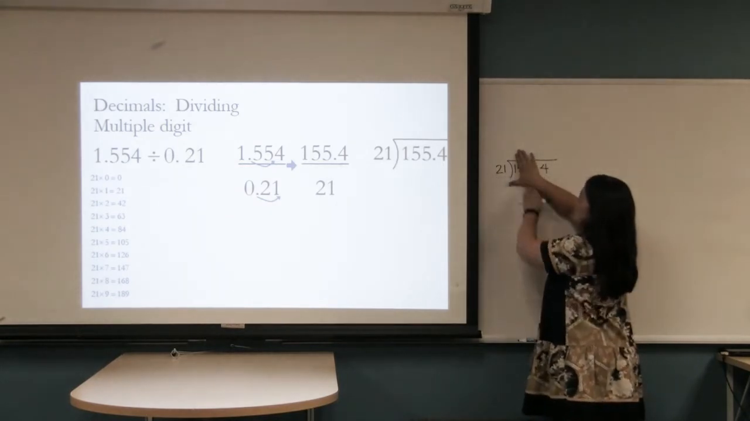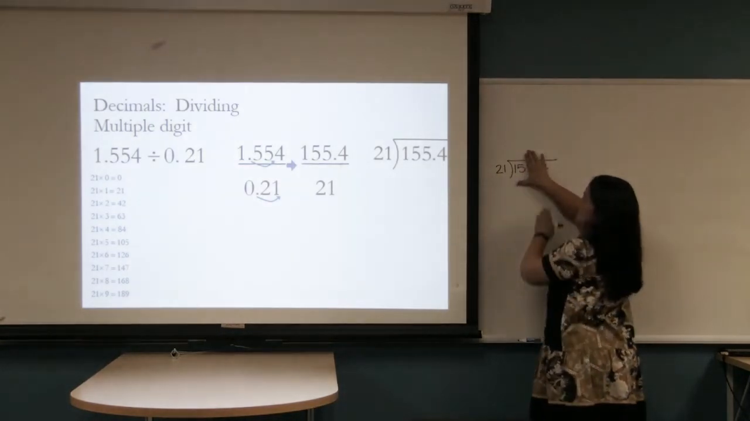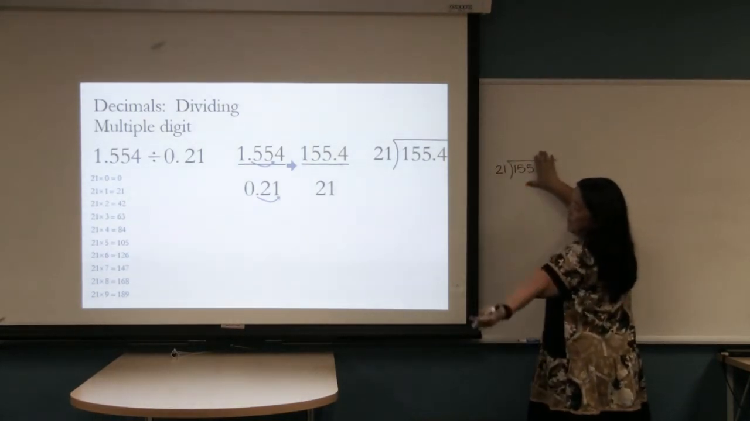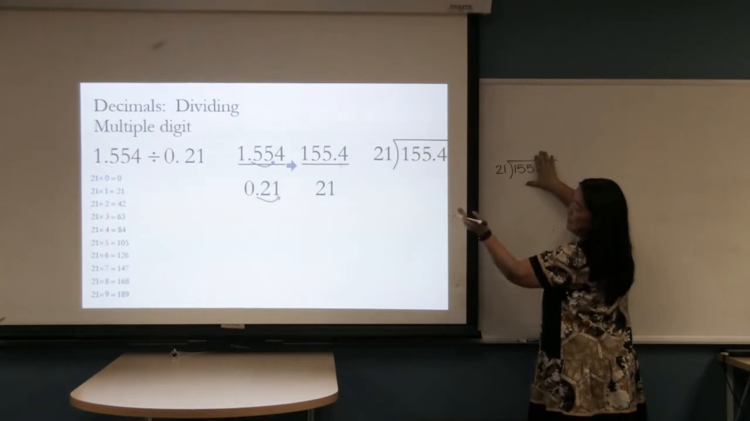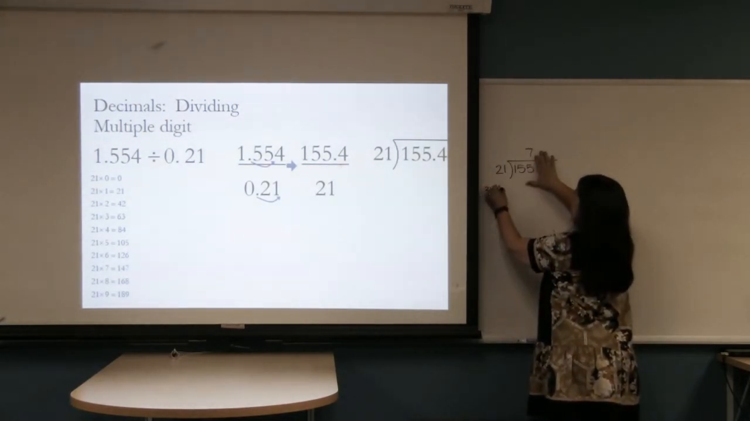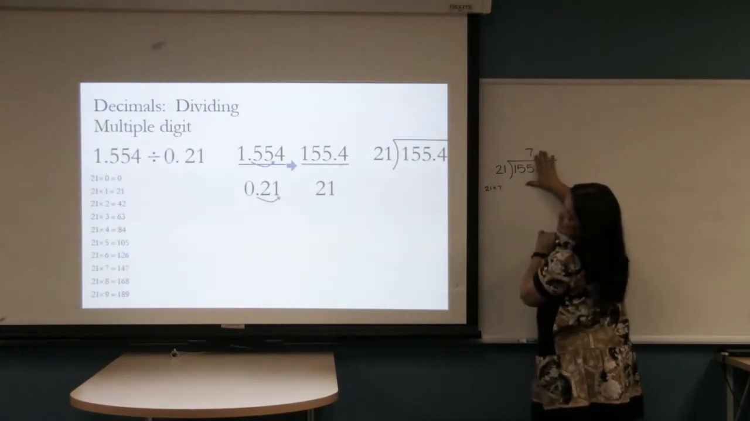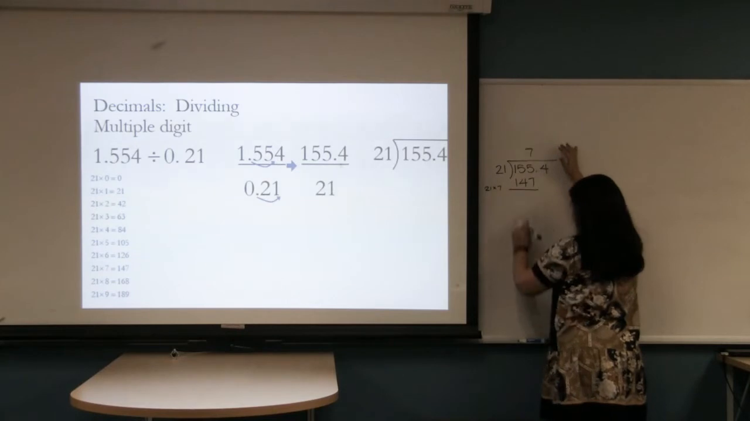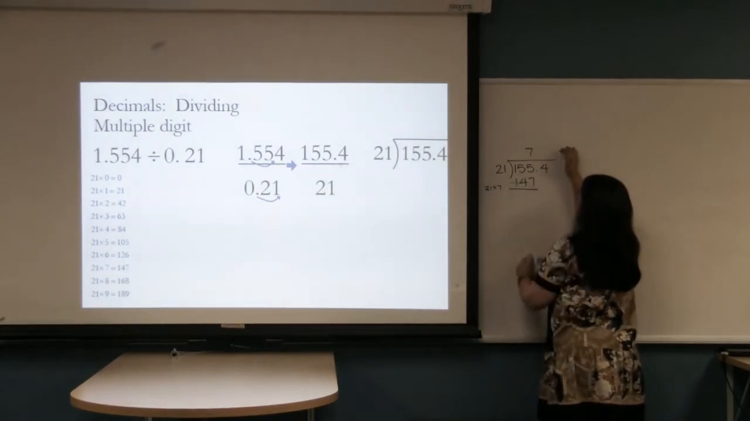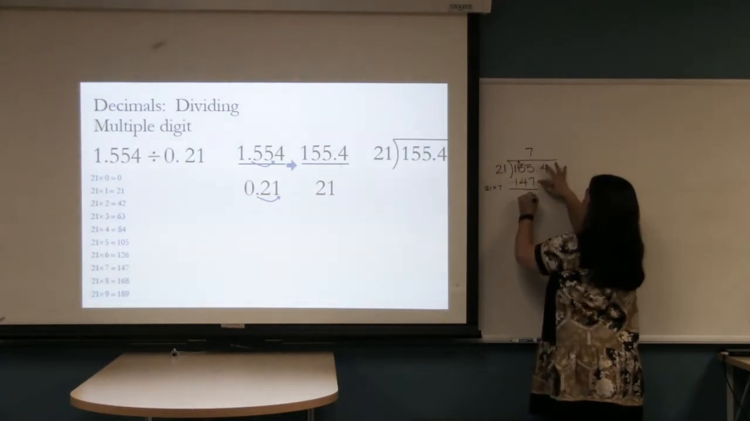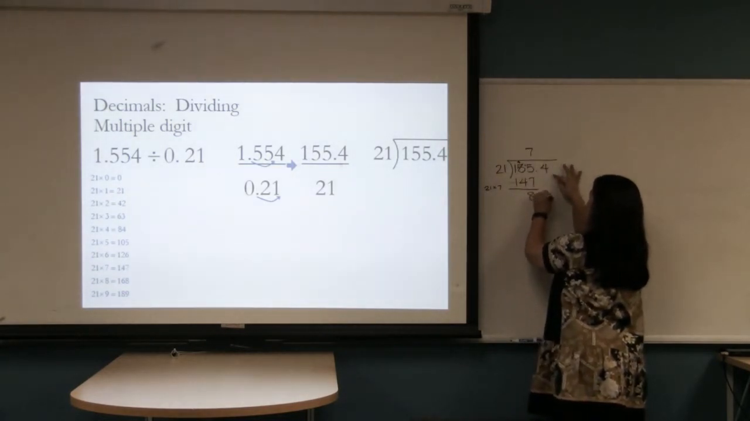21 is too big to go into 1. 21 is too big to go into 15. But 21 can go into 155, going from the bottom, coming up. It's like 7 times. And 21 times 7 is 147. And we subtract. Okay, we need to do some borrowing here. And we will get 8, bring down the 4.